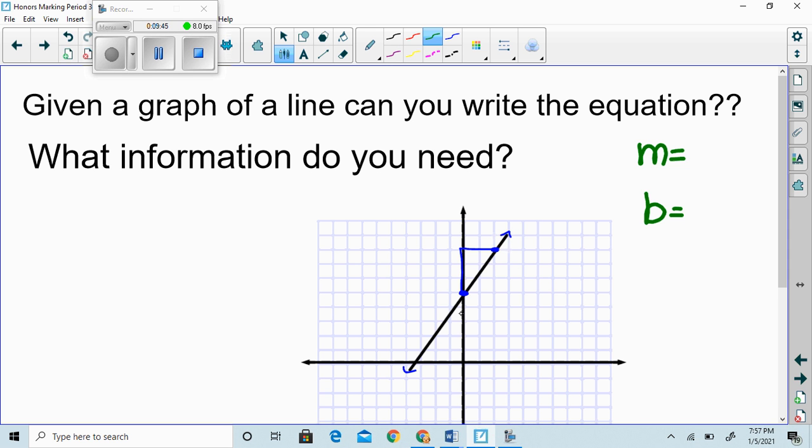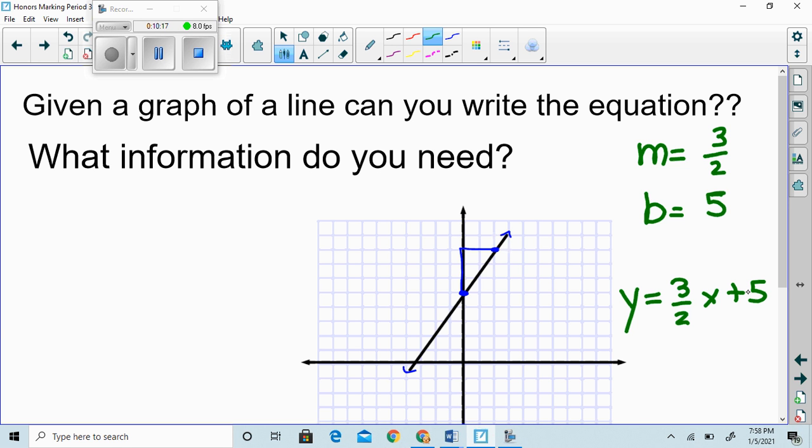1, 2, 3, 4, 5. My y-intercept is 5. Now comes the slope. Remember, we can calculate slope, as we did in the beginning in section 5.1, by counting rise over run. This is a positive slope, and it counts up 1, 2, 3, and over 1, 2. That's exactly what I need to write the equation. I have slope, and I have an intercept.